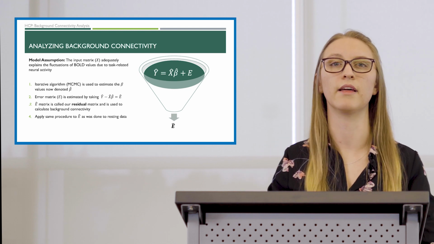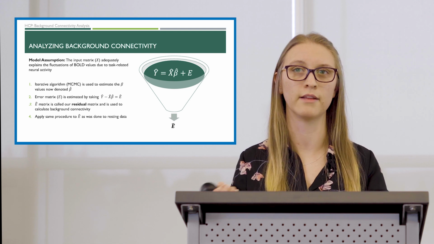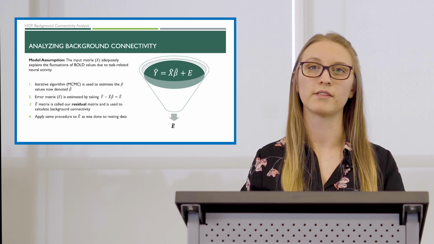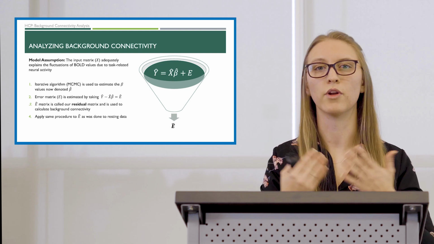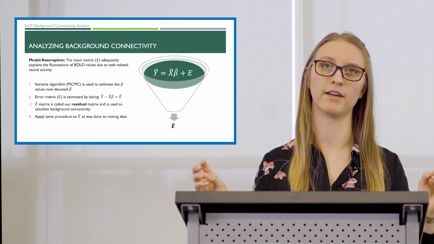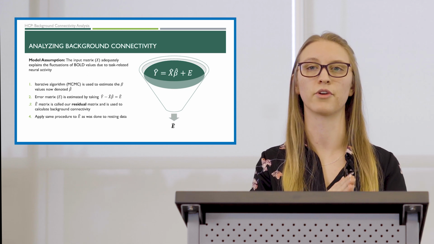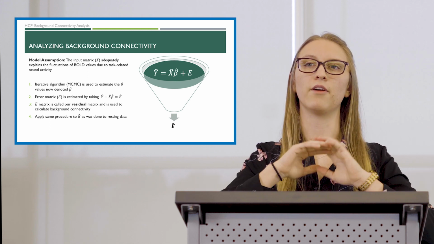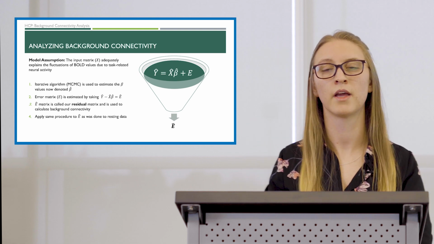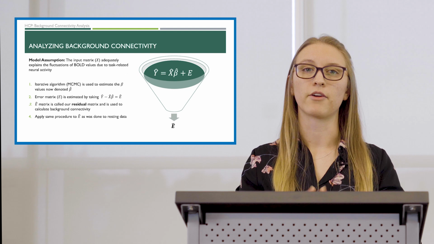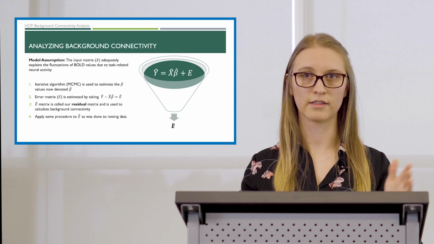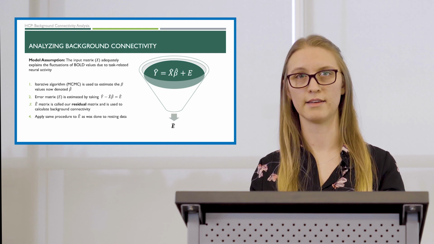Since we've assumed that this model adequately explains the task-dependent neural activity, our error matrix, we would hope, is going to contain only our background connectivity, the background fluctuations that are going on in the brain that are not specifically dependent on the task that's being completed. So in order to analyze this background connectivity, we then apply the same procedure to this error matrix as was done to the resting state data.